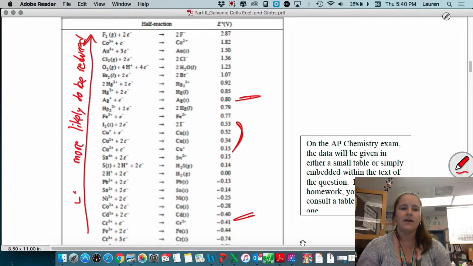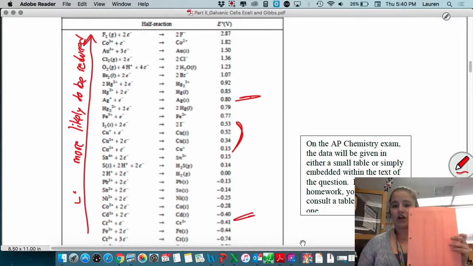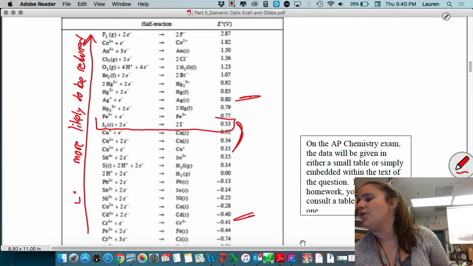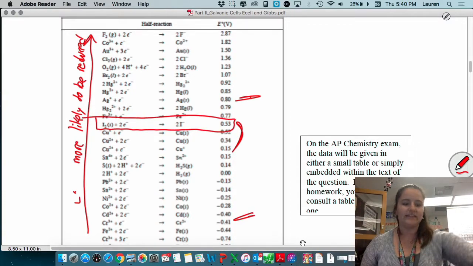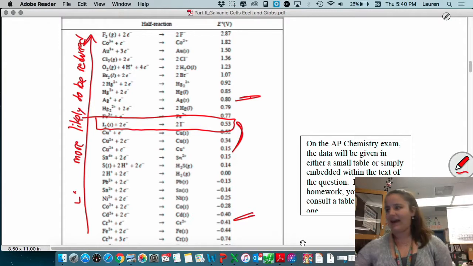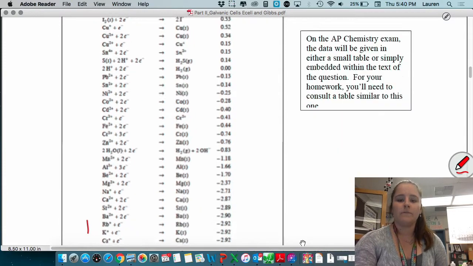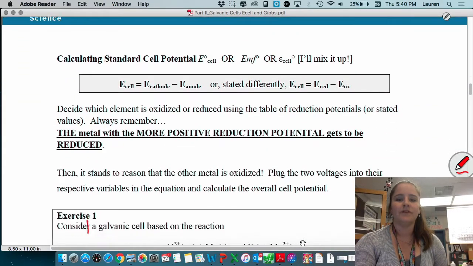It just depends. On the actual AP Chemistry exam, they don't give you this chart. They'll just give you one segment of it that you'll need, okay? And we'll see examples like that. So moving right on along.